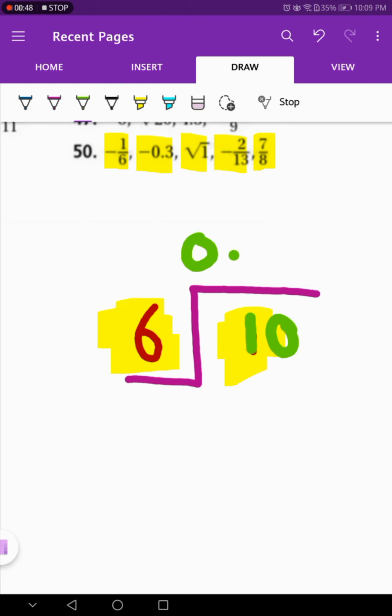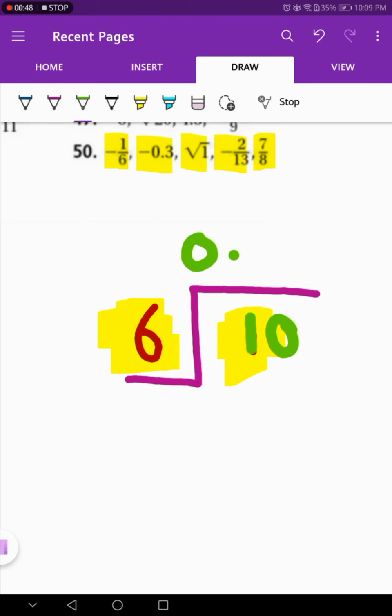Okay, my boy, but it is clearly repeated, this 6. Because if you continue, you have to add 0 here and ask again the question, how many 6 in 40? It will be 6 again, and 6, 6, 6. Instead of writing 6 to infinity, we have to write the bar over the 6. That means it is repeated to infinity.